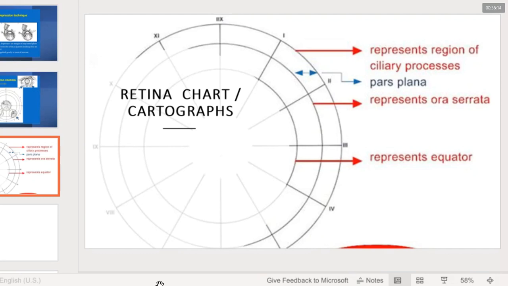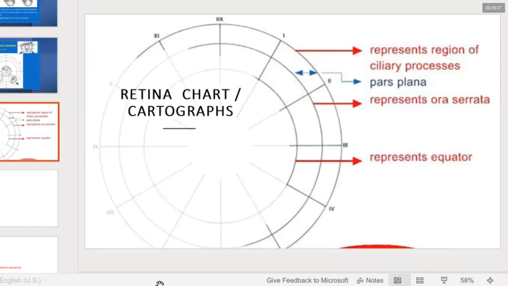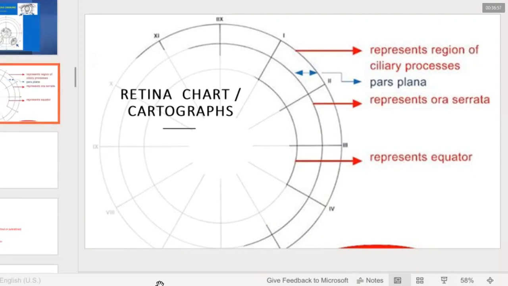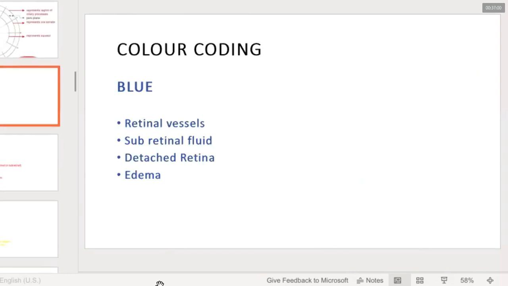So this is the retina chart or cartograph. Personally, I don't use it anymore, but I think it is worth for you guys to know about this retina chart. Basically, we have about three concentric lines, with the center part being your macula. The outer ring represents your ciliary process, and then in the middle is the ora serrata, and then the inner would be your equator.